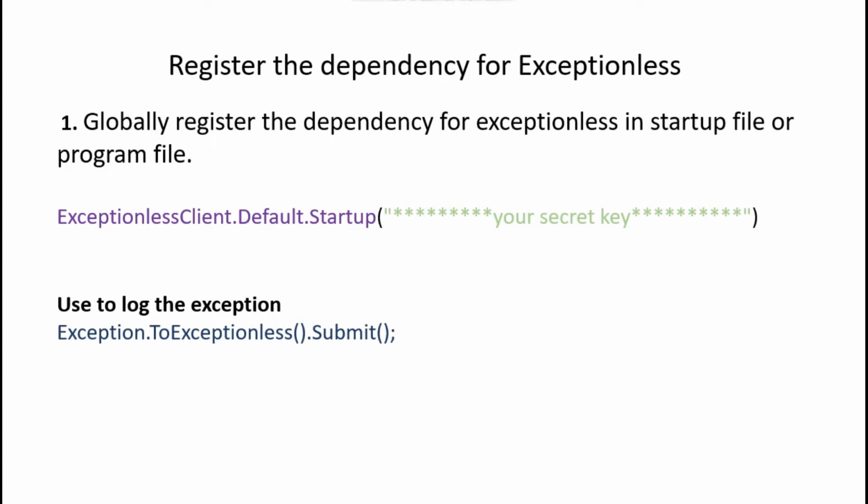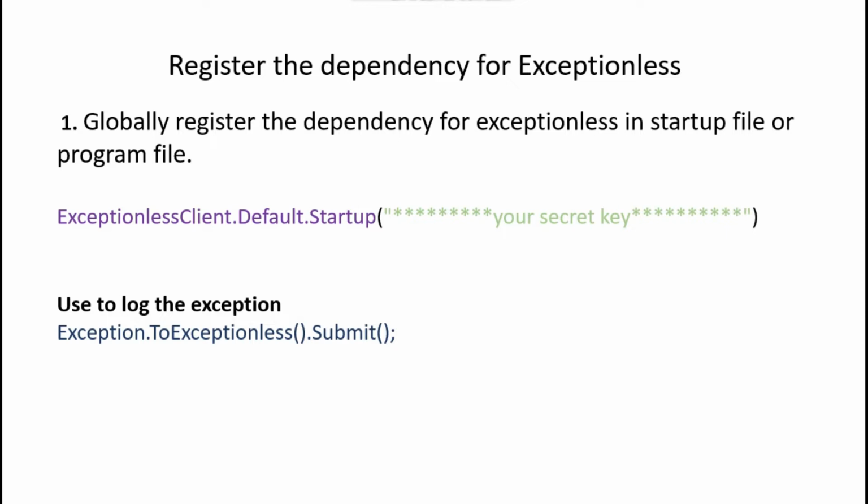So the NuGet package you have to install for Exceptionless is Exceptionless 4.0. I have installed Exceptionless 4.6.2, which is the current latest version. So whatever the latest stable version you find, you can use that in your project.